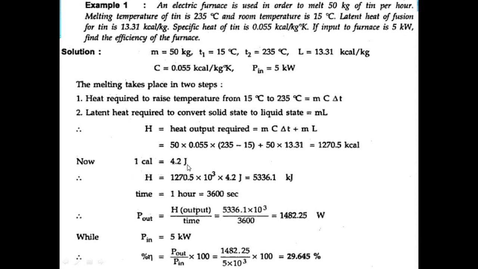Then convert these energies into joules. Then find the power in terms of output energy upon time: power is equal to output energy upon time. The time required for melting the tin is 1 hour, so converting into seconds, we get the output power. Now the input power is already given, so efficiency is output power upon input power into 100.